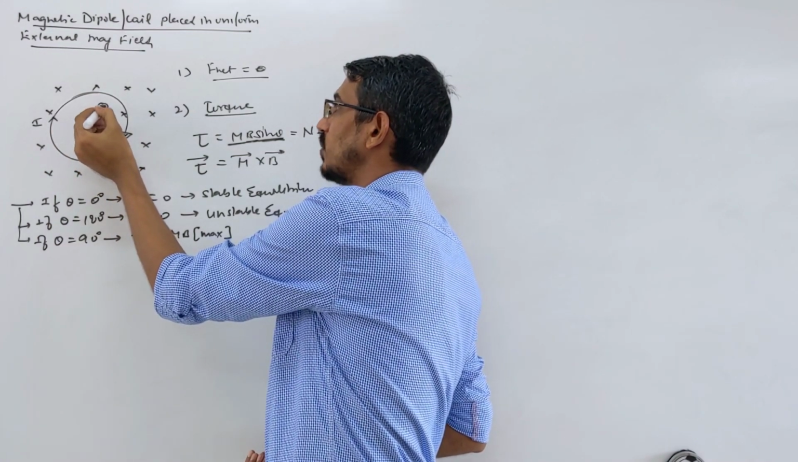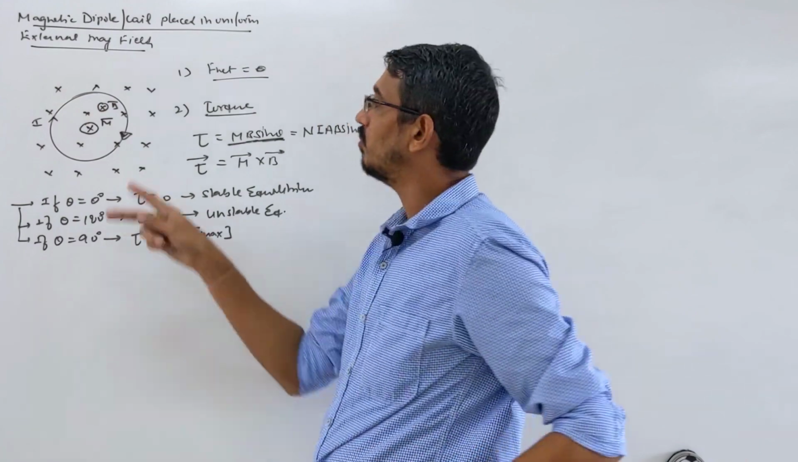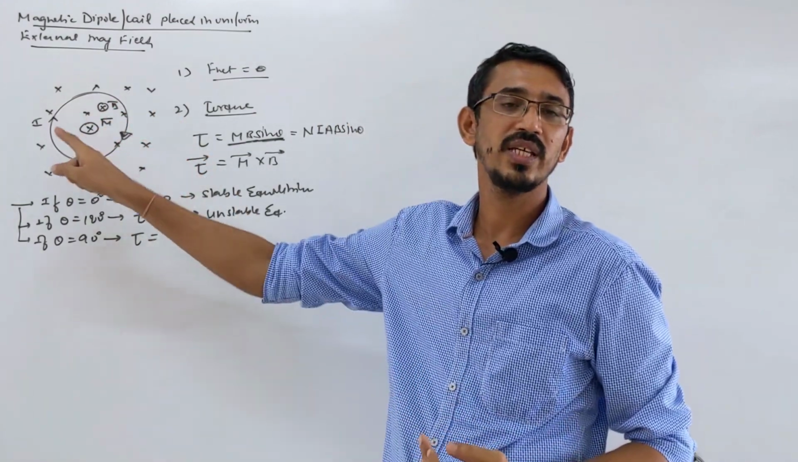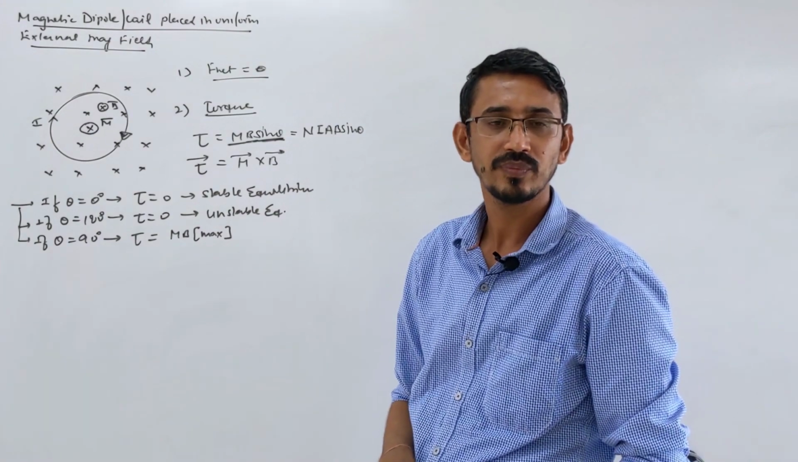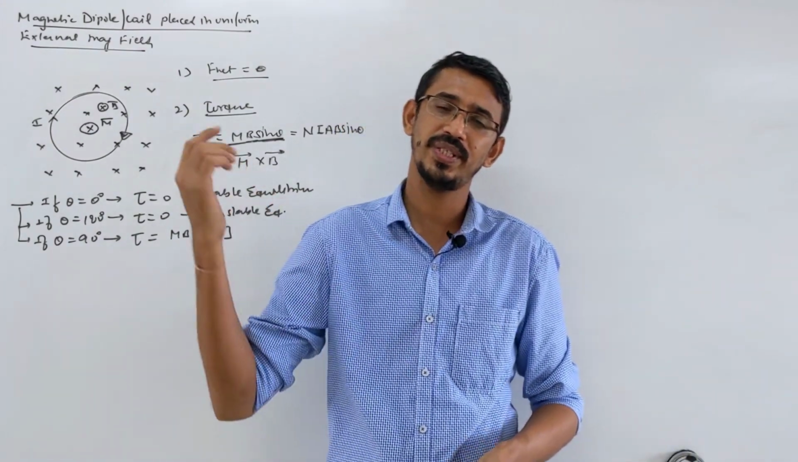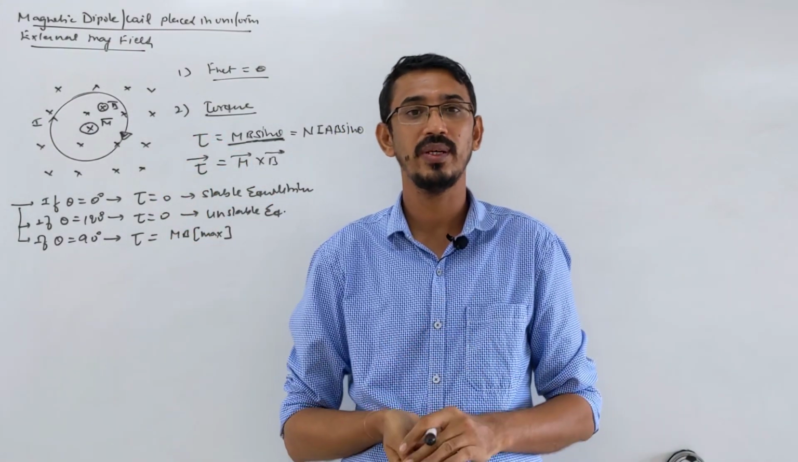And the B direction is also inward only, right? Now we have shown both are inward, meaning what's the angle here? In this case, 0 degree. 0 degree means torque will be 0. Correct?